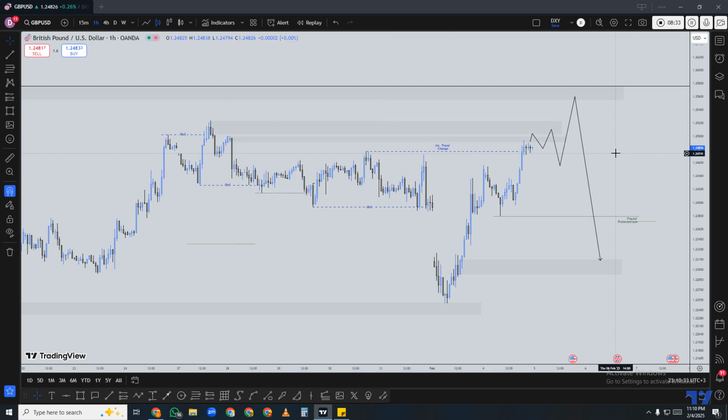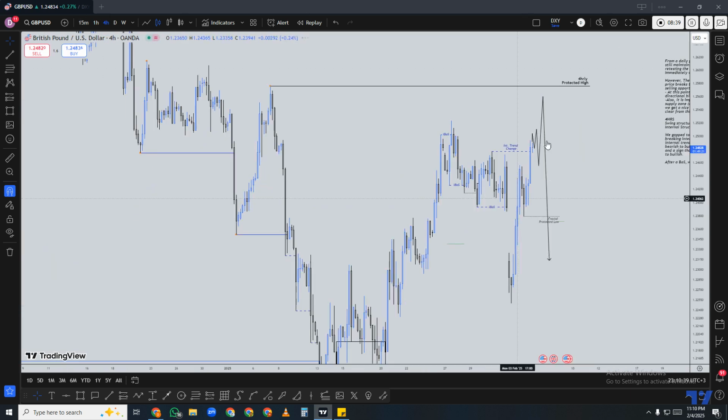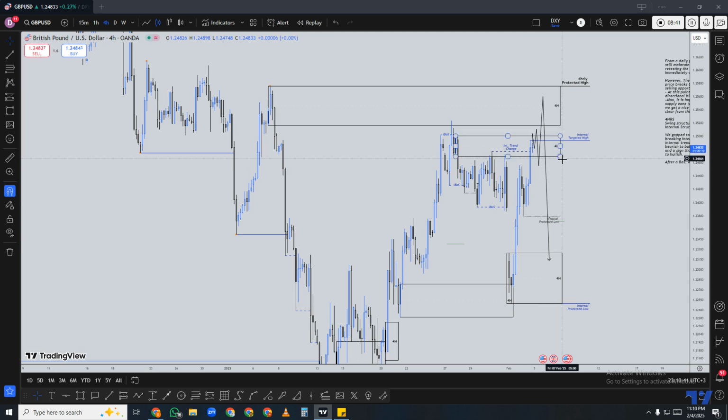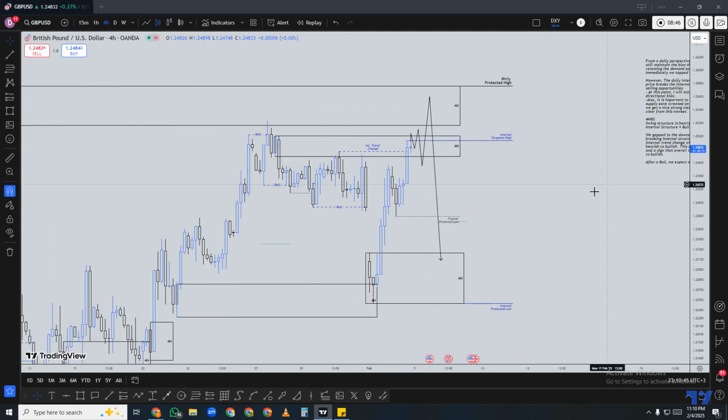So right now, remember what I just said, until we get a nice clearance off of this zone, I'm choosing to stay out of this market because at the moment I don't have a clear picture. But everything points to, you know, a sell.